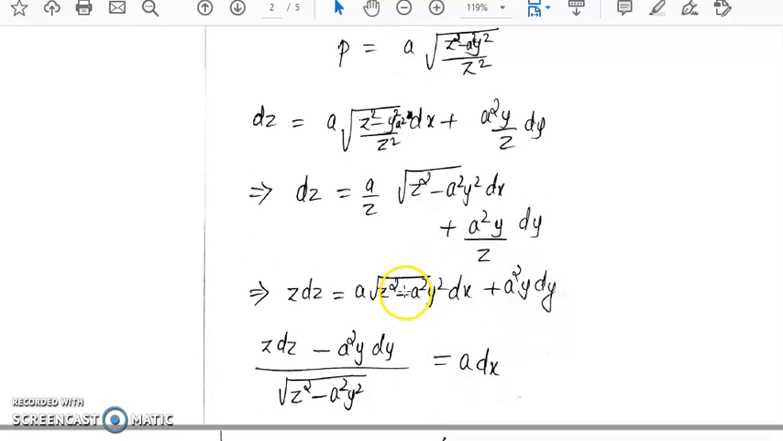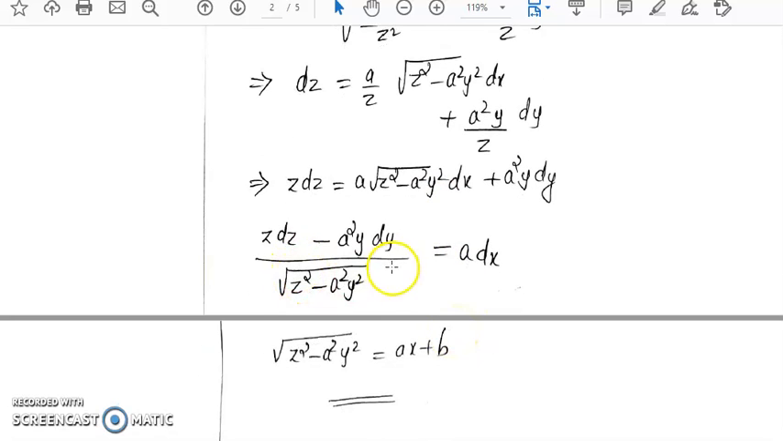Now take dx on the left side, dividing by the term root of z square minus a square y square. So this will be the integral of the function root of z square minus a square y square. So on integrating, you are going to get root of z square minus a square y square equal to ax plus arbitrary constant b. So this will be the required solution.